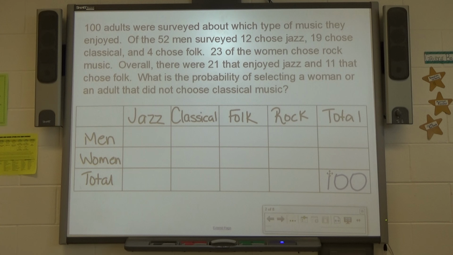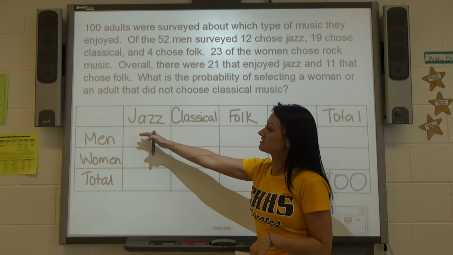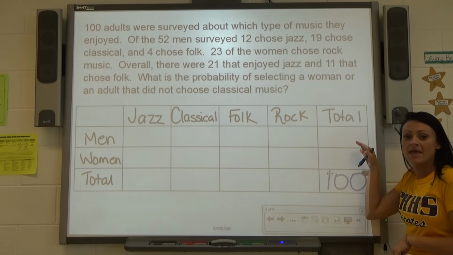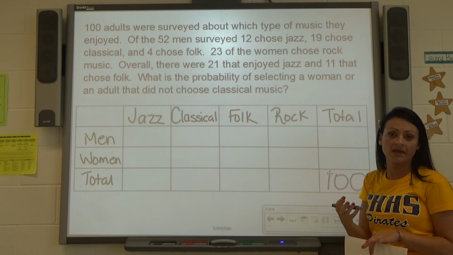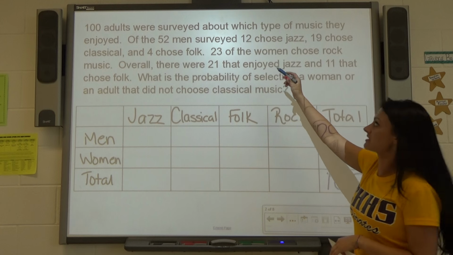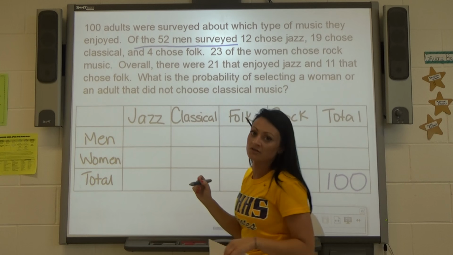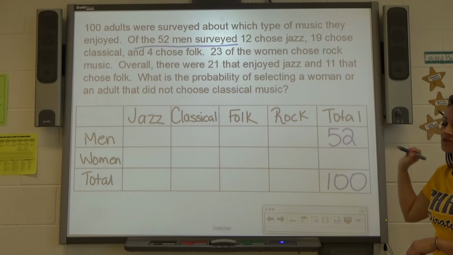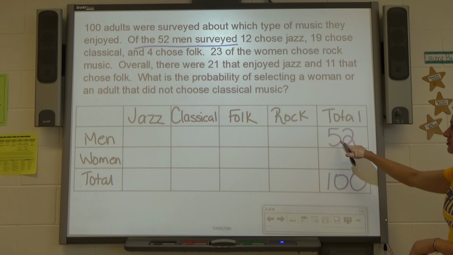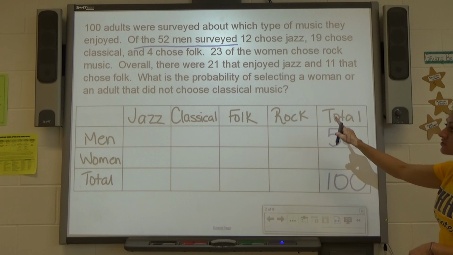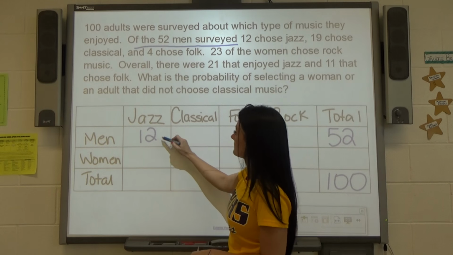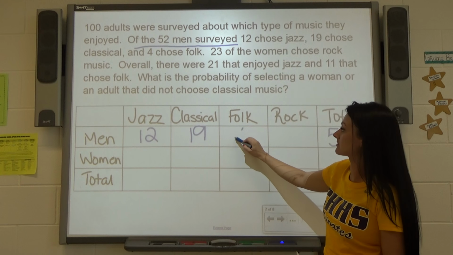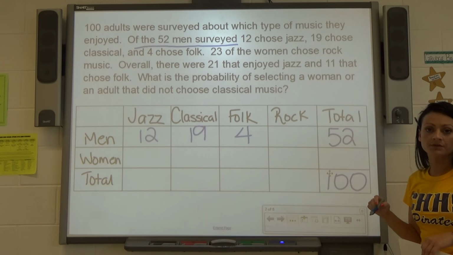So of the 52 men surveyed, 12 chose jazz, 19 chose classical, and 4 chose folk. Now all of that information is in some way, shape, or form going to go in the men row because I'm talking about men. So because it says that of the 52 men surveyed, that tells me that that is the total amount of men that have been questioned. So that would be 52 under the men total cell. 12 of these men chose jazz, 19 of them chose classical, and 4 chose folk.